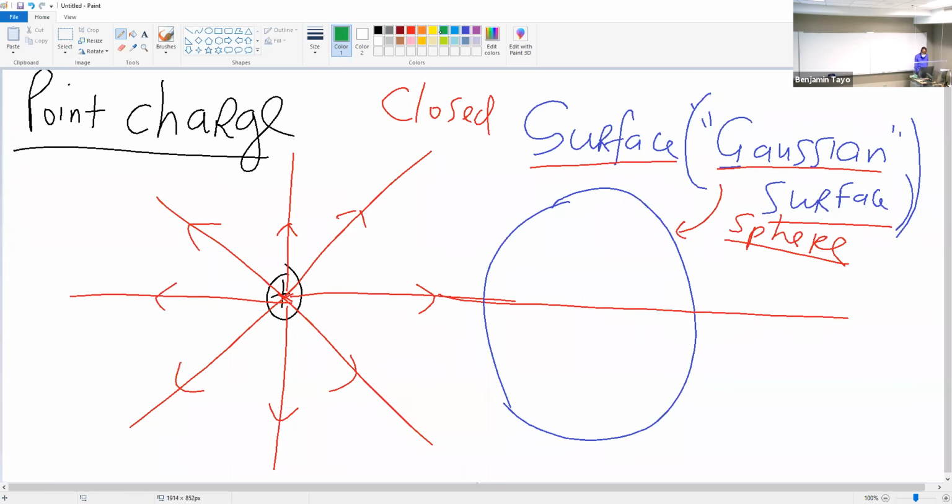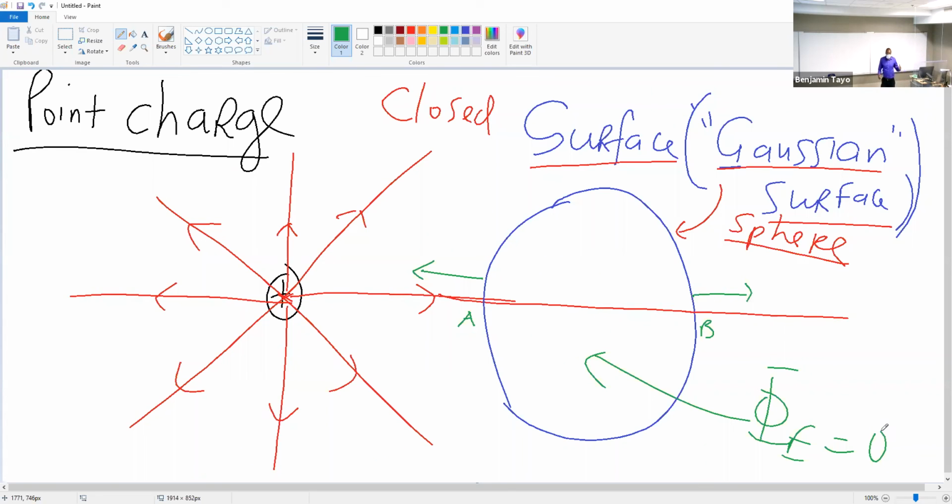So let's see what happens here. Let's look at point A and point B. You see that as the electric field is going into point A, my area vector is pointing that way. And at point B, my area vector is pointing that way. So when I calculate the flux in this volume, what do I get? 0. I still get 0. So 0 means that the electric field is going in one direction and coming out in the other direction. So the net effect is 0.